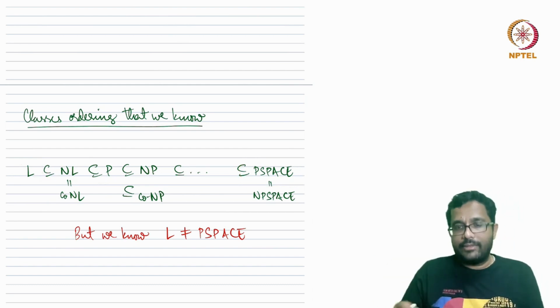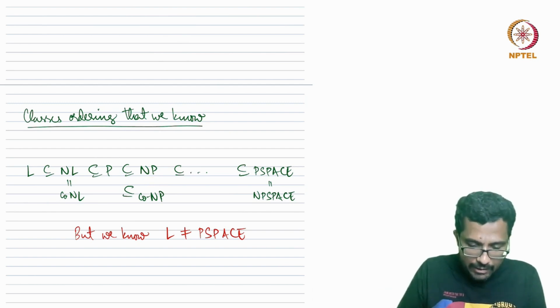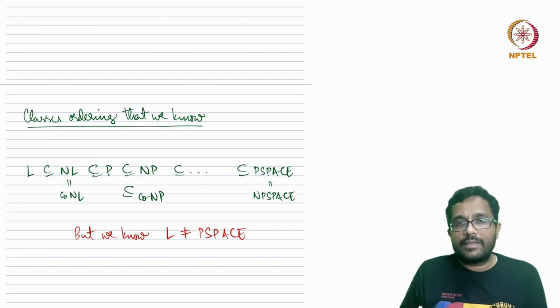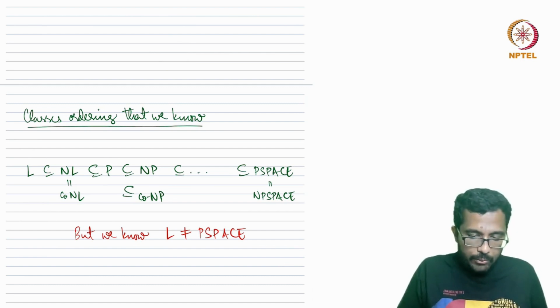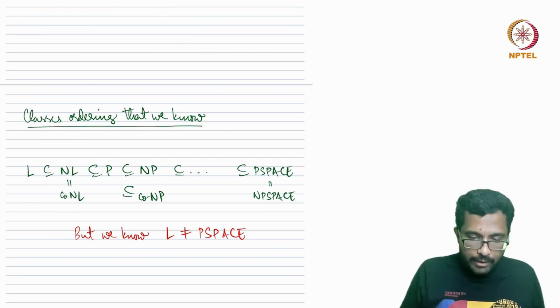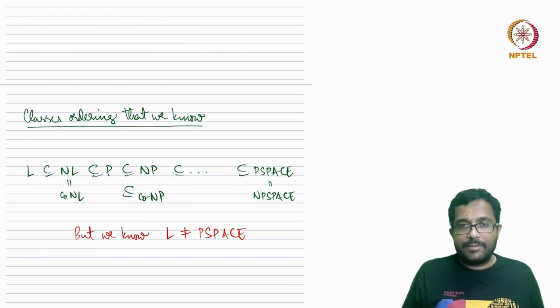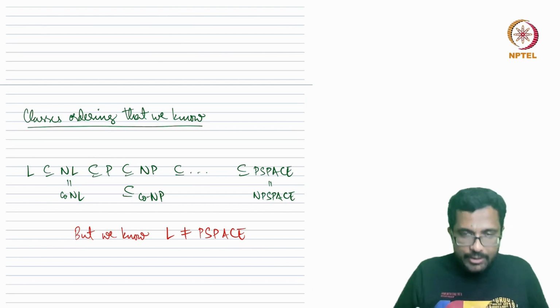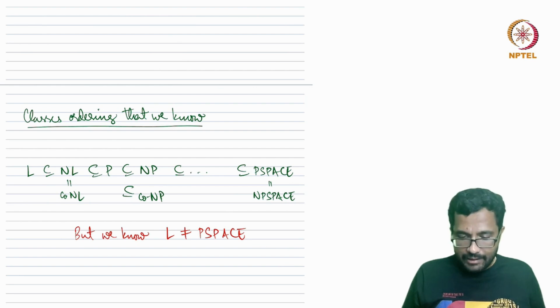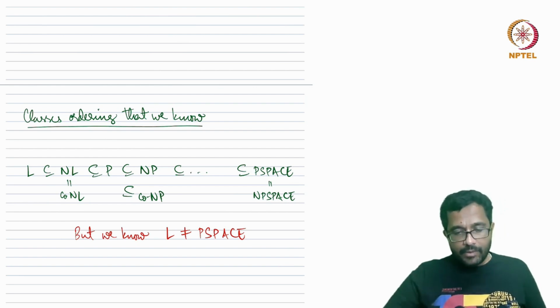There has to be some two classes here where either L is not equal to NL, or NL not equal to P, or P not equal to NP, or NP not equal to PSPACE. If all of them are equal, then L will be equal to PSPACE. But we don't know which one is not equal. Maybe all of them are not equal. All of them cannot be equal, but all of them can be not equal. That is possible. This is just to give you a perspective of what classes we have learned so far and how they relate with each other.